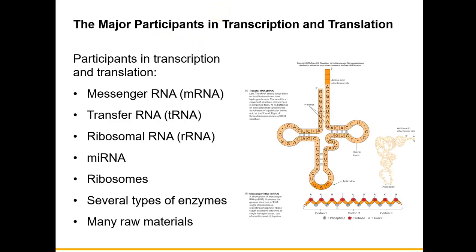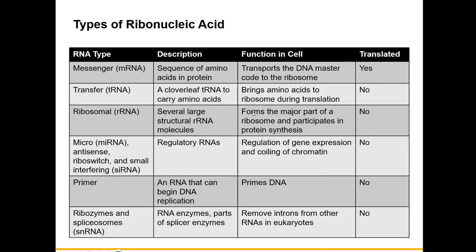The major participants in transcription and translation are messenger RNA, transfer RNA or tRNA, ribosomal RNA, microRNAs, ribosomes, several types of enzymes, and many raw materials. So this is showing the tRNA and the codon here. I really like this figure. I would definitely screenshot this, and it goes through all the different RNA types, all the descriptions, all the functions, and whether it's translated or not.